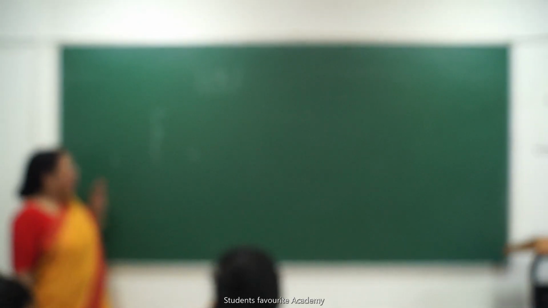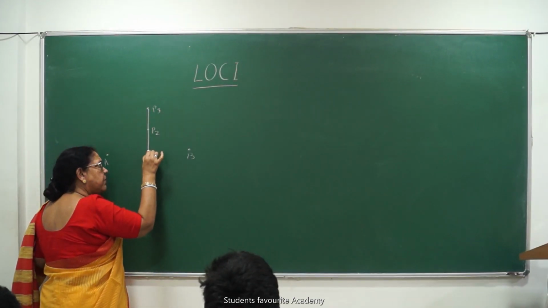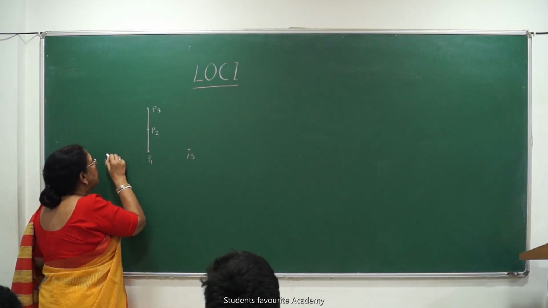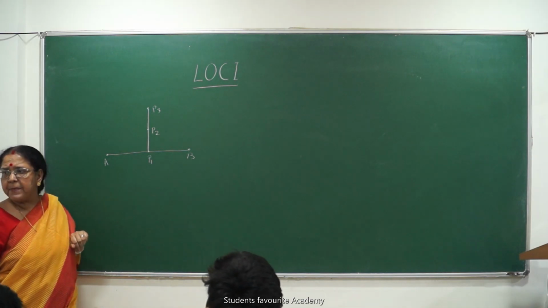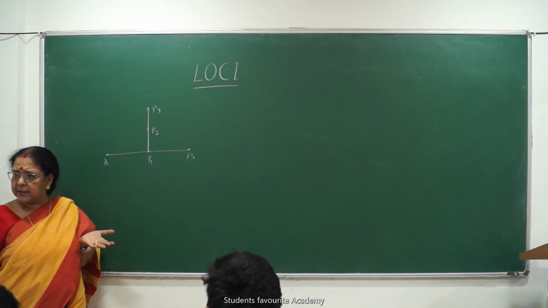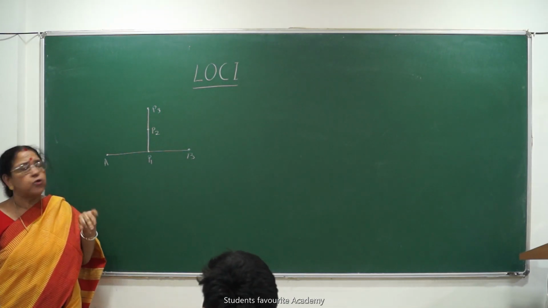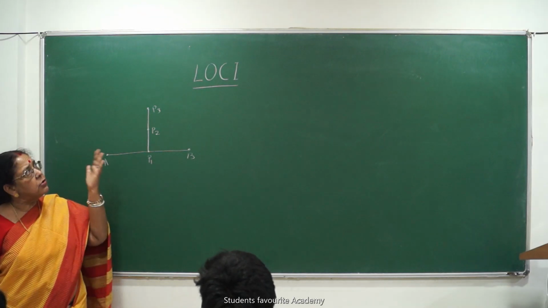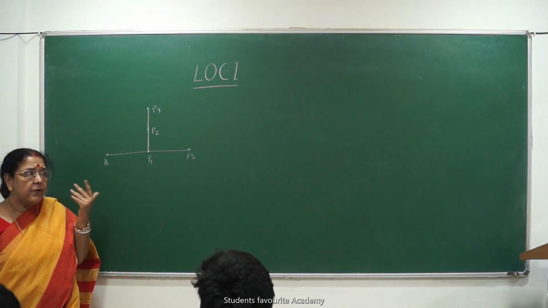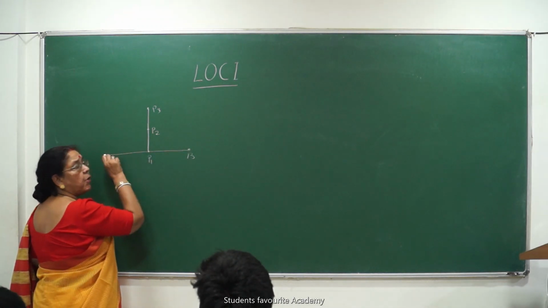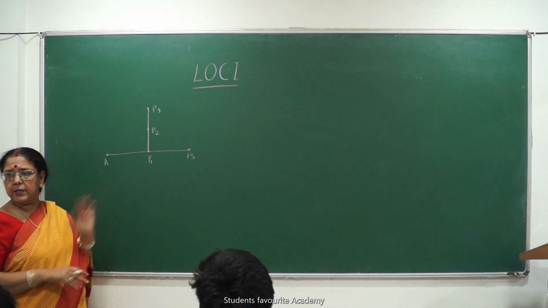Okay. So now this path, it is found mathematically that it is the perpendicular bisector of the line joining AB. This happens to be the perpendicular bisector of the line joining the two fixed points A and B. So whenever you have to find the locus of a moving point which is moving equidistant from two fixed points, it will always be the perpendicular bisector of the line joining the two fixed points.